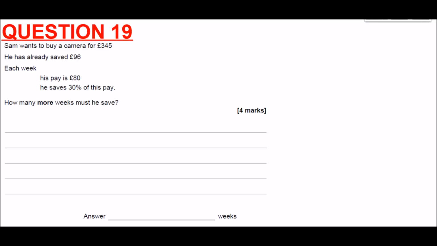Question 19. Sam wants to buy a camera for £345. He's already saved £96. Each week he gets paid £80 and he saves 30% of his pay. How many more weeks must he save? Well, first of all, it's going to cost him £345, but he's saved £96. So he still has to save some more, and the amount still to save we can work out.